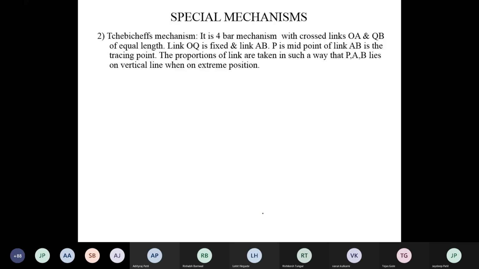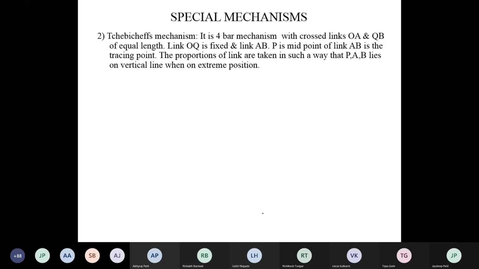Write down the name: Tchebycheff mechanism. This is a very important mechanism as per your exam. There will be a 6 marks question: explain the Tchebycheff mechanism.